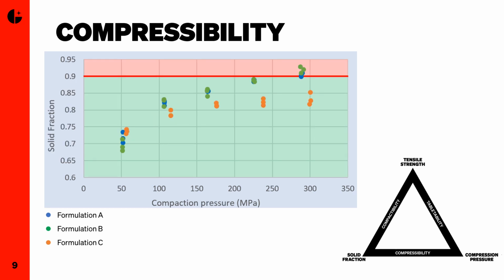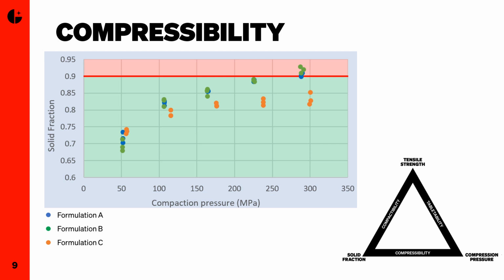The next relationship is compressibility, and that describes how the solid fraction or porosity of the tablets changes with compaction pressure. This is important because a tablet that has a very high solid fraction will be likely to cap in production. A very high solid fraction is also a problem because without a certain level of porosity, liquid can't penetrate into the tablet, and this will slow down your dissolution times. While low solid fraction and high porosity will result in weak tablets.